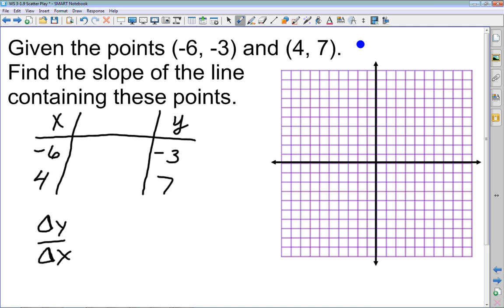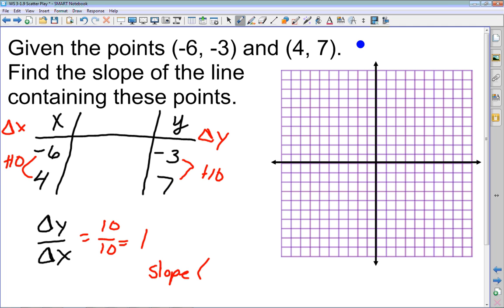And I would go and find delta y, the change in y right here, is plus 10. Delta x, that's plus 10. So I take 10 over 10, that gives you 1. So your slope, which is the same as the letter m, is 1.